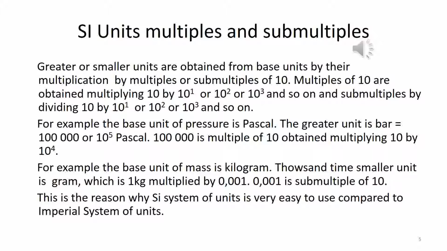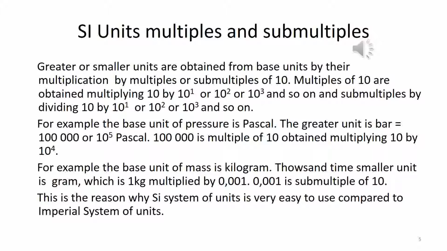For example, the base unit of pressure is Pascal. The greater unit is bar, equaling 100,000, or 10 on the power of 5 Pascal. 100,000 is multiple of 10, obtained multiplying 10 by 10 on the power of 4. For example, the base unit of mass is kilogram.